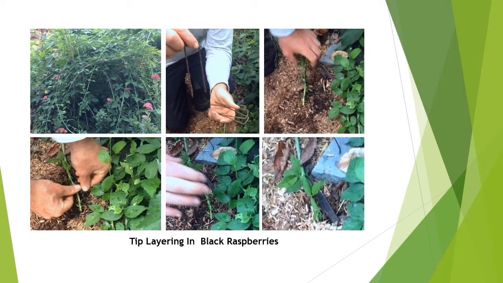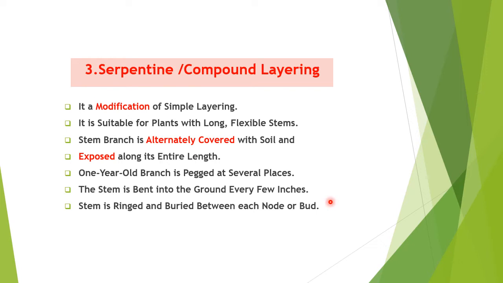Another type of layering is called serpentine, or compound layering. Basically, it's a modification of simple layering. As serpentine suggests, you are taking a long branch and making different layers. So it is suitable for plants which have long flexible stems. The stem is alternately covered with soil and exposed along its entire length. So it's a modification of simple layering.